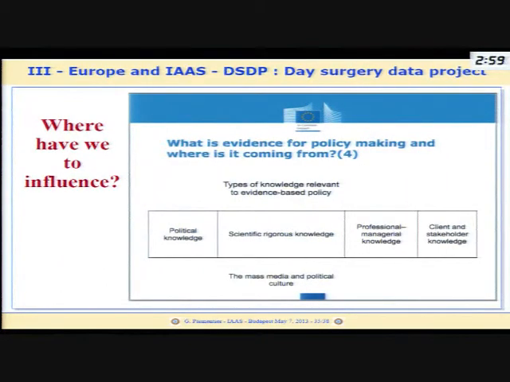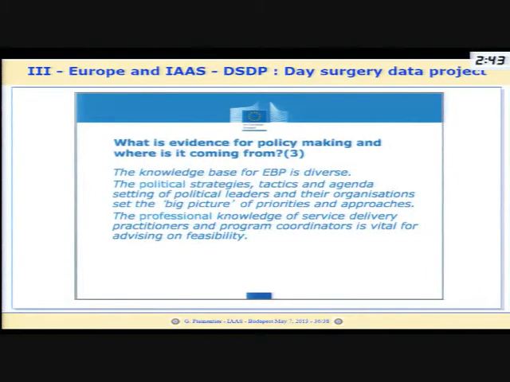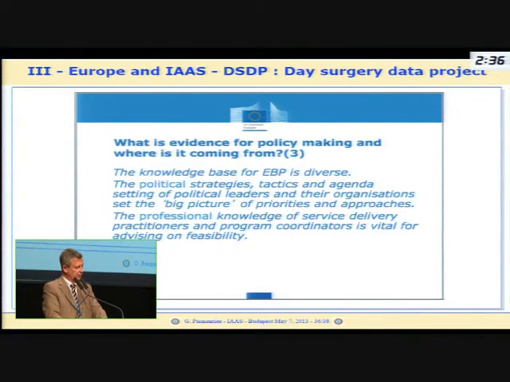Where to have influence? We can have a guide on this slide: political knowledge, scientific rigorous knowledge, professional managerial knowledge, and client and stakeholders knowledge. What a work. What is evidence for policy making, and where is it coming from? Another way to say it.